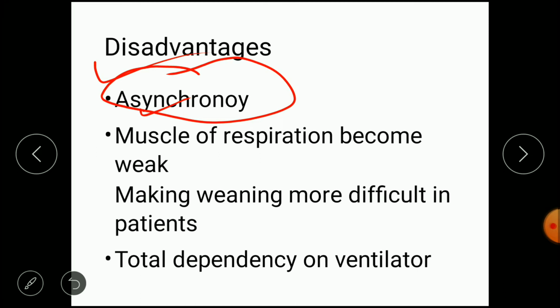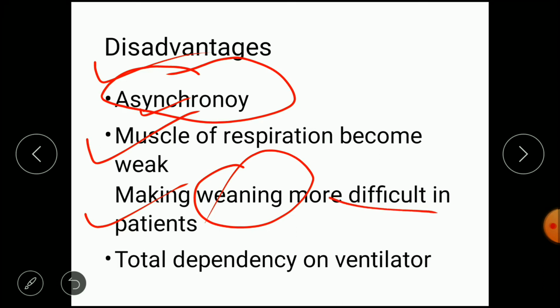So the disadvantage is asynchrony. Second, the muscles of respiration become weak due to complete dependency on the machine. The respiratory muscles become weak, making weaning more difficult in patients. If we want to wean the patient, we cannot teach the patient to breathe on their own because all ventilation is provided only by the machine. So it is difficult to take the patient towards weaning. There is total dependency on the ventilator.